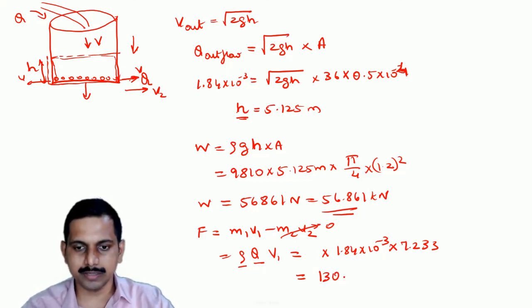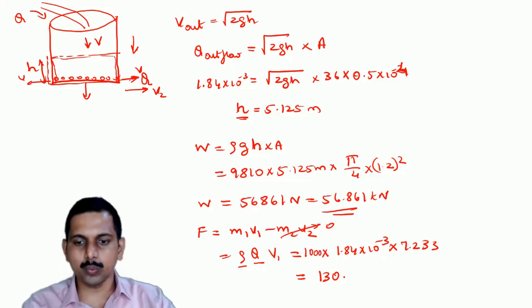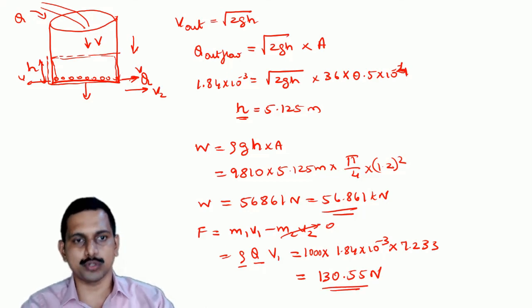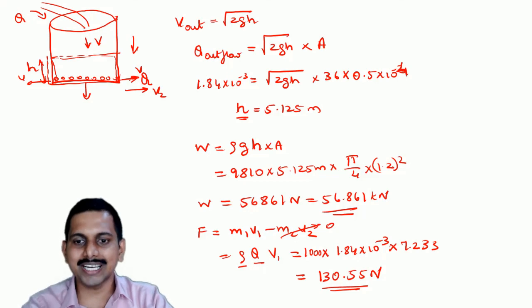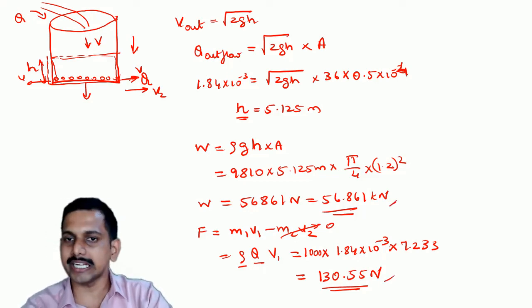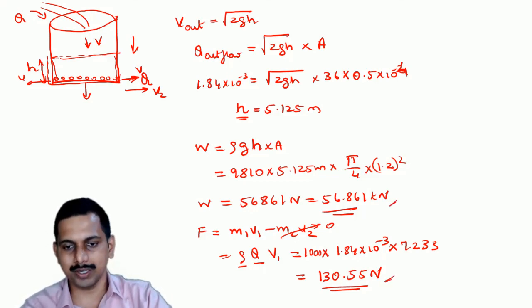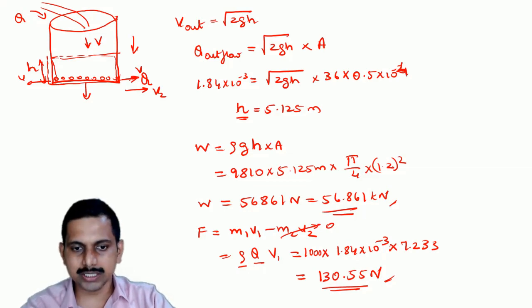I'm sorry, I missed that. So if I take 1000 here, I'm getting 130.55 Newton. This is the additional force because of that water coming and hitting that cylinder. But that is negligible compared to this. If we had neglected this, then also there was no problem. But the total weight is this W, total weight W.